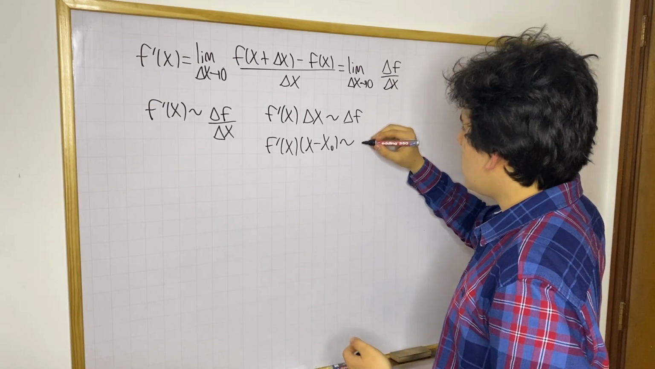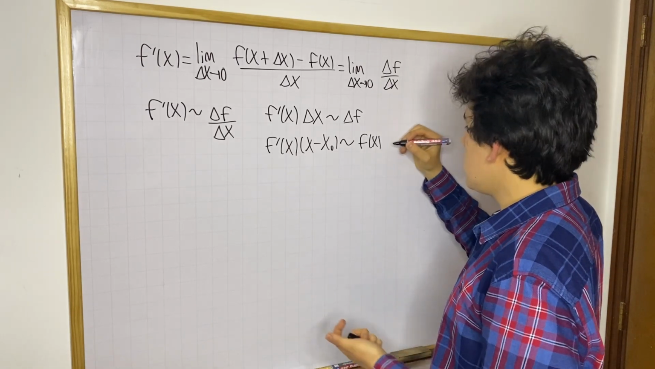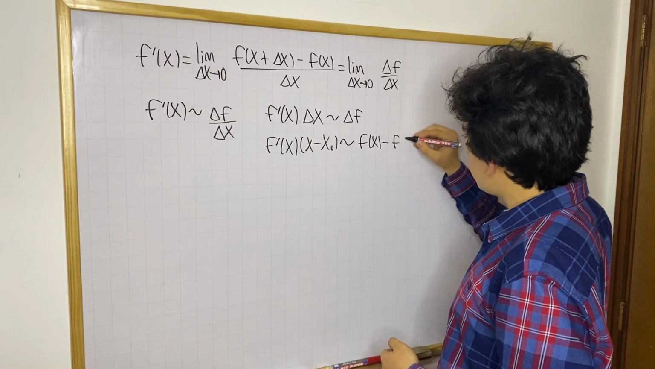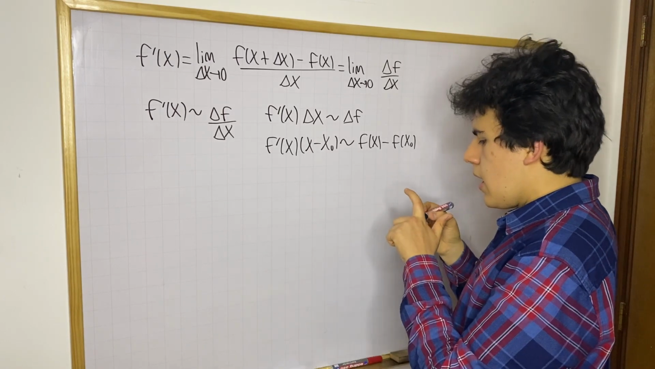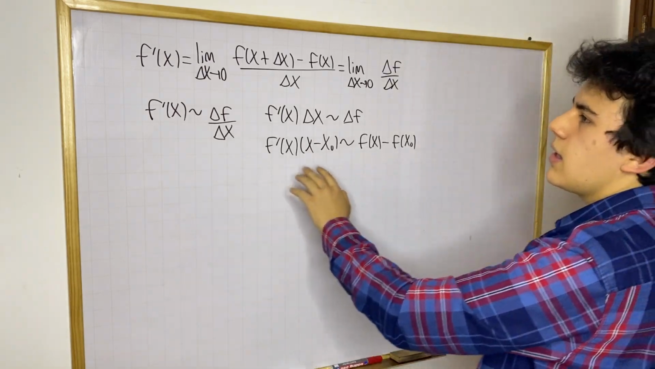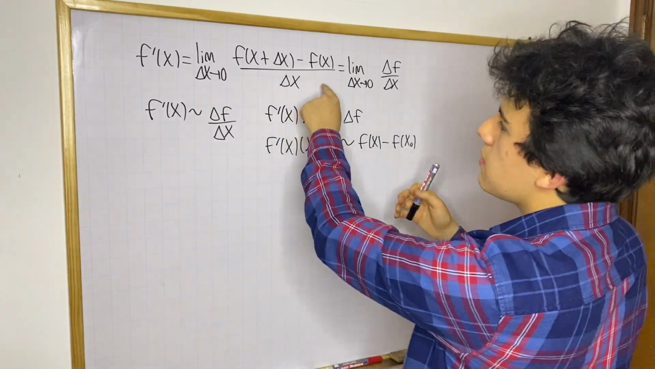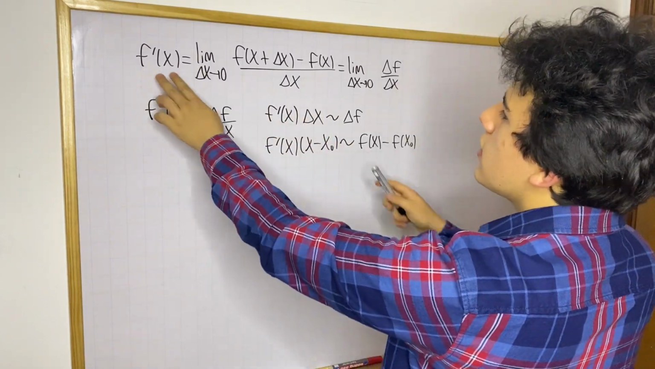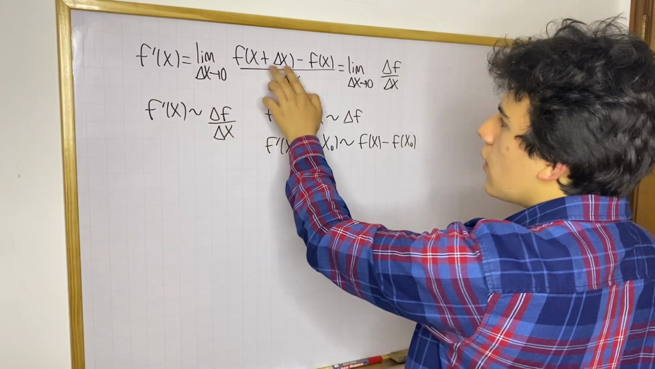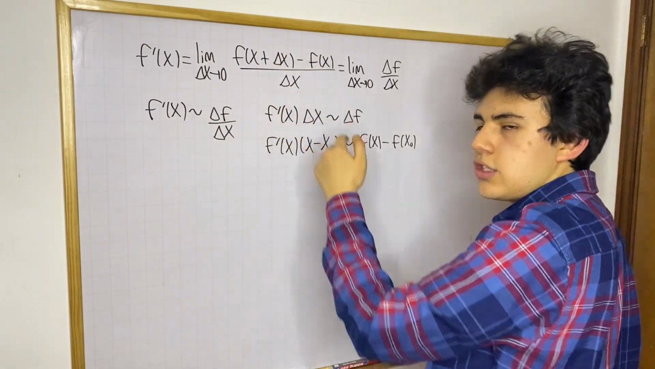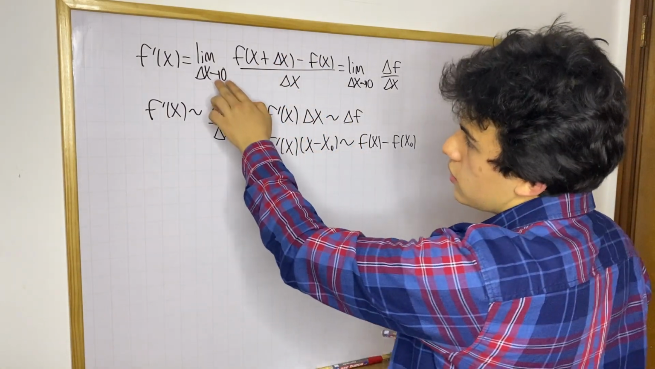We know f would be f of x. The change in f would be f of x minus f of x naught, okay? Now you can see that this is the exact same idea that is represented by this equation in here. The derivative is going to be the limit of the change in f divided by the change in x, okay? But now what if you take away the limit?